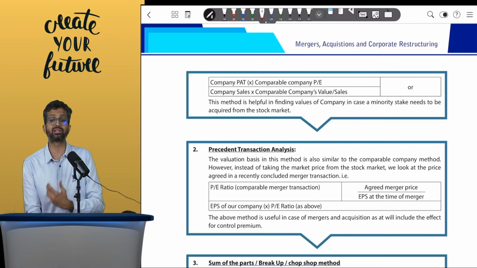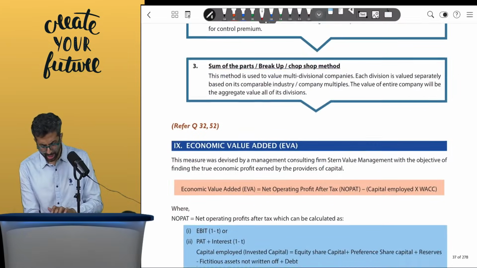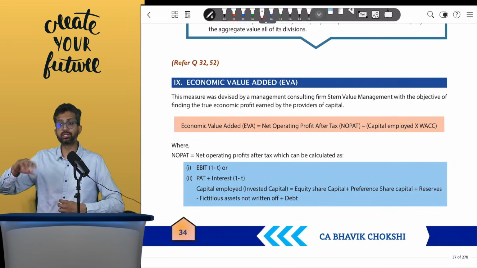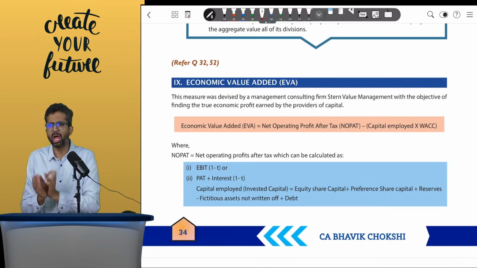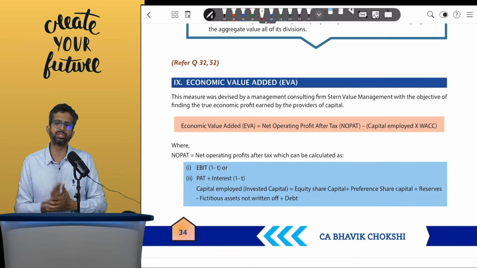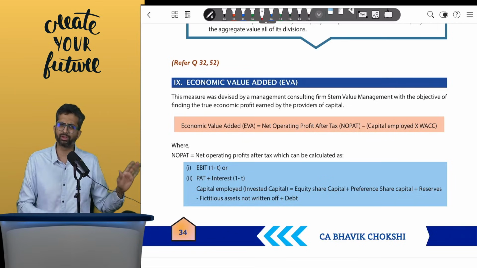If you are looking at precedent acquisition transactions, there will be a control premium which will also be included in such valuations. Okay, then you have a concept of EVA, which the institute typically asks you in the business valuation chapter, but if you look at your old practice manual, there have been some sums of EVA in the merger section, so we have put EVA over here.